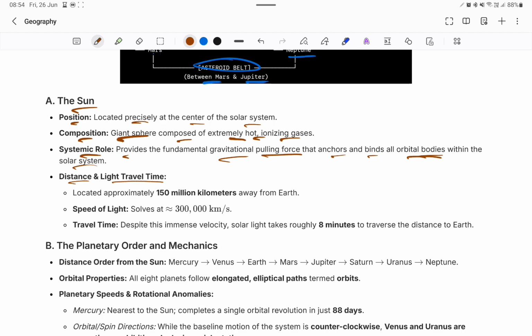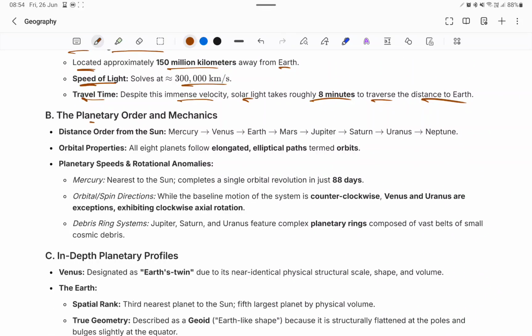Distance and light travel time. It is located approximately 150 million kilometers away from Earth, and the speed of light is 3 lakh km per second. Travel time: despite the immense velocity, solar light takes roughly 8 minutes to traverse the distance to Earth.